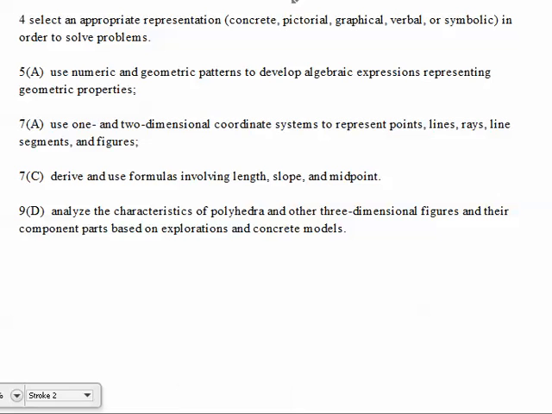Okay? These are the things that we have been covering. We've been looking at representing pictorially, graphically, verbally, or symbolically in order to solve problems. And we've used numeric and geometric patterns to develop algebraic expressions representing geometric properties, and used 1 and 2 dimensional coordinate systems to represent points, lines, rays, and segments, and analyzing characteristics of polyhedra and other 3-dimensional figures and their component parts based on concrete models. These are the topics that we have been covering.